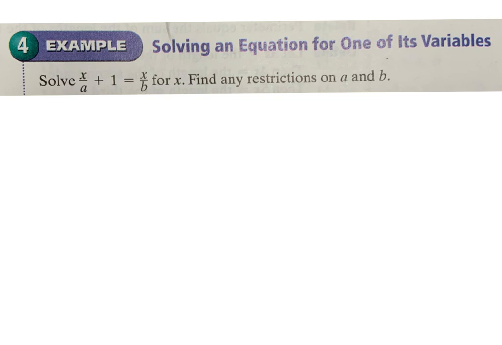Multiply everything by its common denominator, actually. So I have x over a. The denominator there is a. My denominator on 1 is just 1. My denominator over there is b. So what's my common denominator between a and b? AB, right? So I can take this equation, x over a plus 1 equals x over b, and I can multiply every single piece of it by my common denominator. Every single piece.